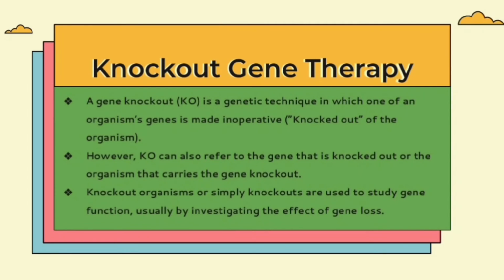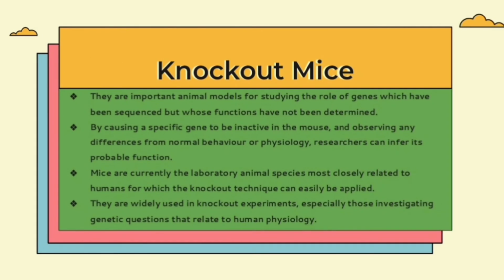Now to knockout gene therapy. A gene knockout, which is also known as KO, is a genetic technique in which one of an organism's genes is made inoperative. However, knockout can also refer to the gene that is knocked out or the organism that carries the gene that is knocked out. Knockout genes, or simply knockouts, are used to study gene function, usually by investigating the effect of gene loss. An example of knockout gene therapy is knockout mice.